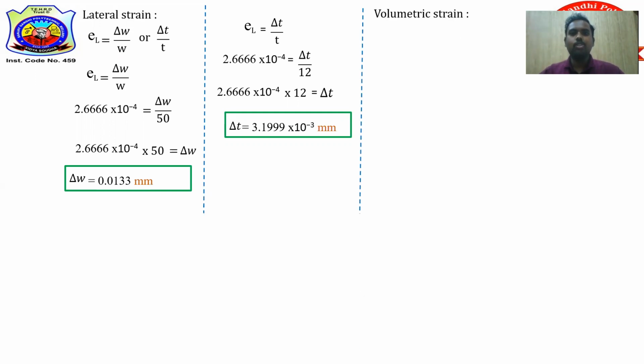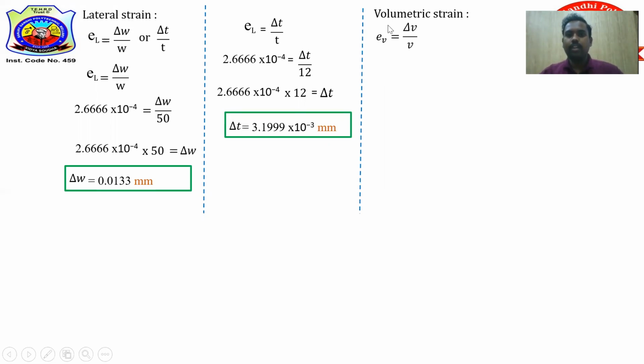And he has asked us to find delta V. So in order to find delta V, we need to do some procedures. First, we need to find the lateral strain formula. EV equals delta V by V. Students, this is the formula for volumetric strain. Volumetric strain, EV, is equal to delta V by V.